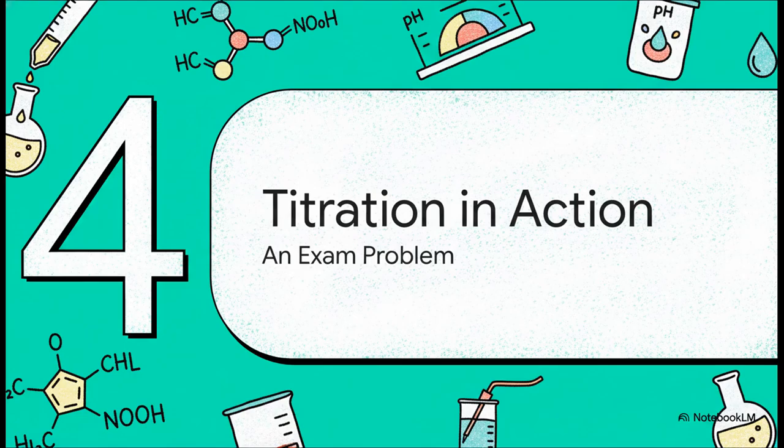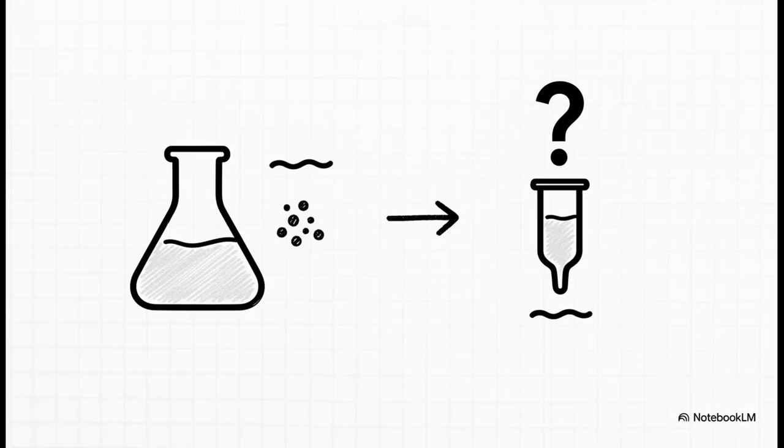All right, the absolute best way to understand all of this is to just do it. So let's walk through a real exam problem together, step by step. Okay, here's our scenario. We have a known amount of acid. We know its volume and its concentration, and we know exactly how much sodium hydroxide it took to neutralize it. The mission? Find the concentration of that sodium hydroxide.